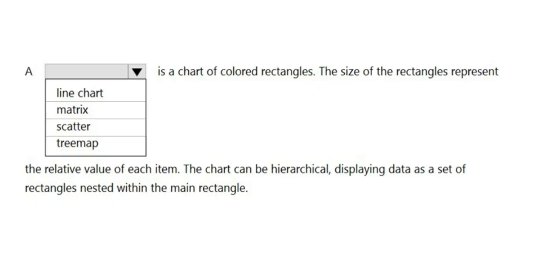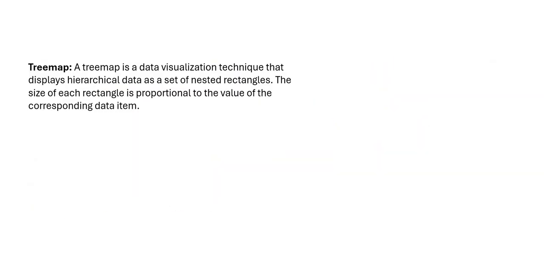Dash is a chart of colored rectangles and size of the rectangles. What do they mean? They mean a relative value for each item. So the chart can be hierarchical in nature. They display data as a set of rectangles nested in the main rectangle. So tree map is our answer. It is a data viz technique that displays hierarchical data sets, nested rectangles.